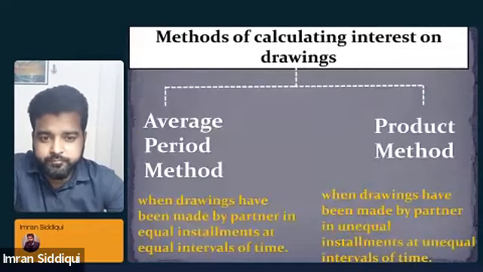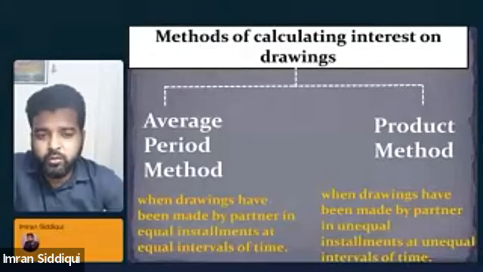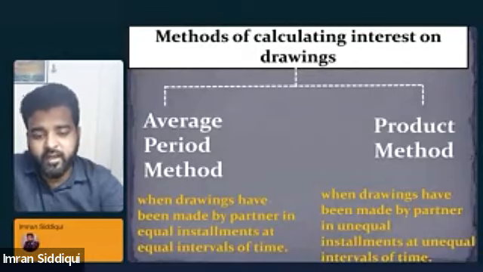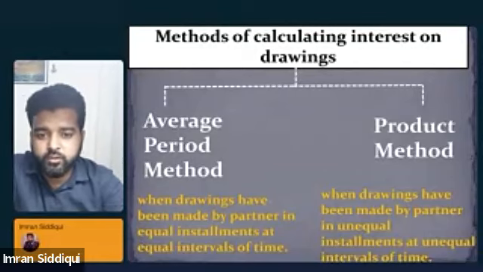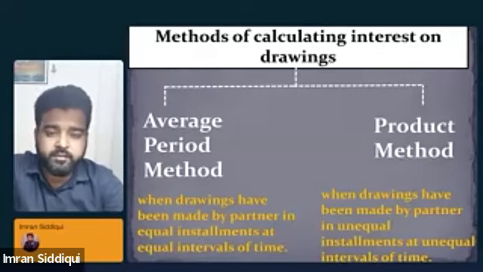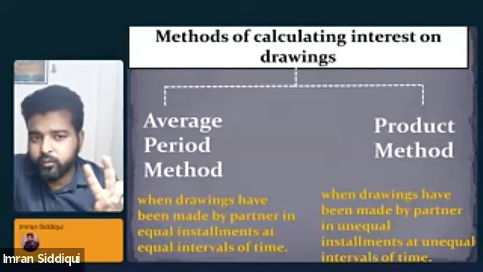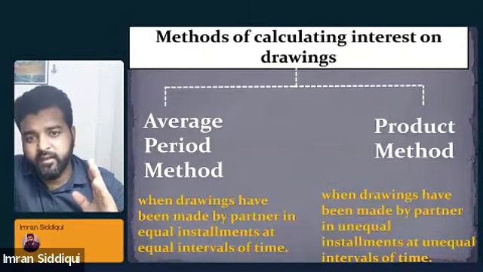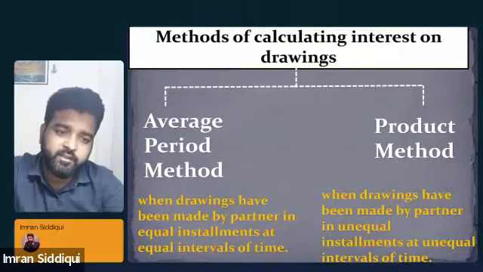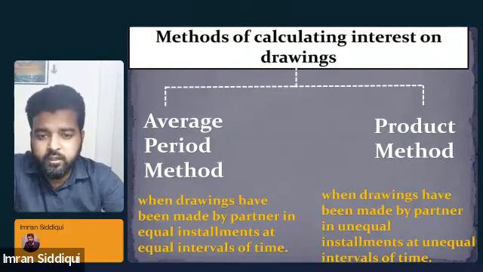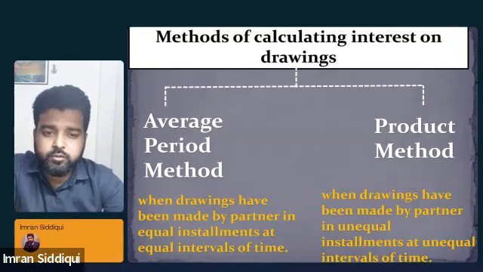Okay. Now, talking about the calculation of interest on drawing, we have two methods to calculate interest on drawing. Firstly, we have the average period method and then we have the product method. Got it? Now, both these methods are applicable for calculating interest on drawing, but they are applicable in two different situations.